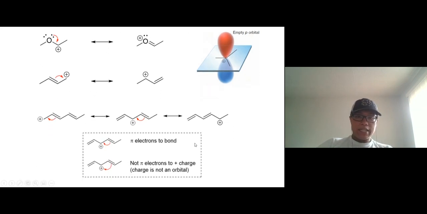Notice that there's a little detail here. I drew an arrow from a double bond to a bond, double bond to a bond, not double bond to a charge. The charge is not an orbital. The orbital is on the carbon.